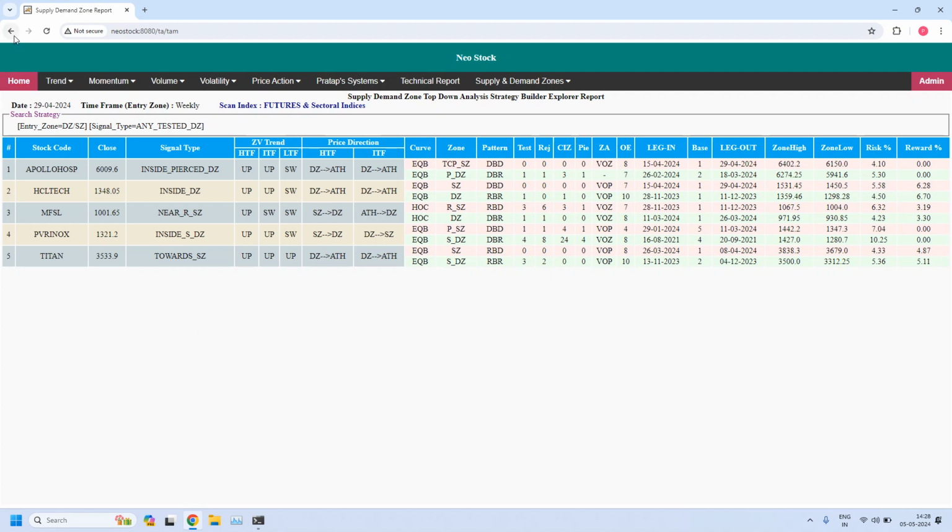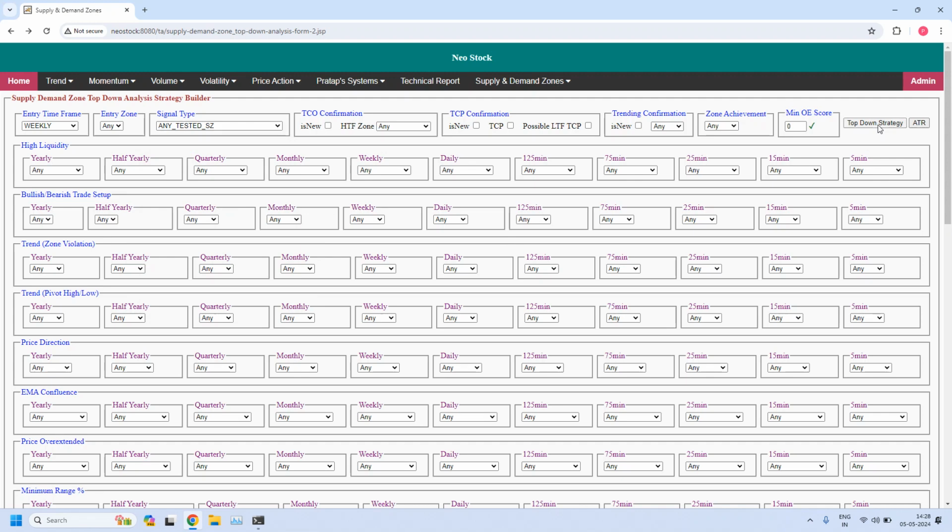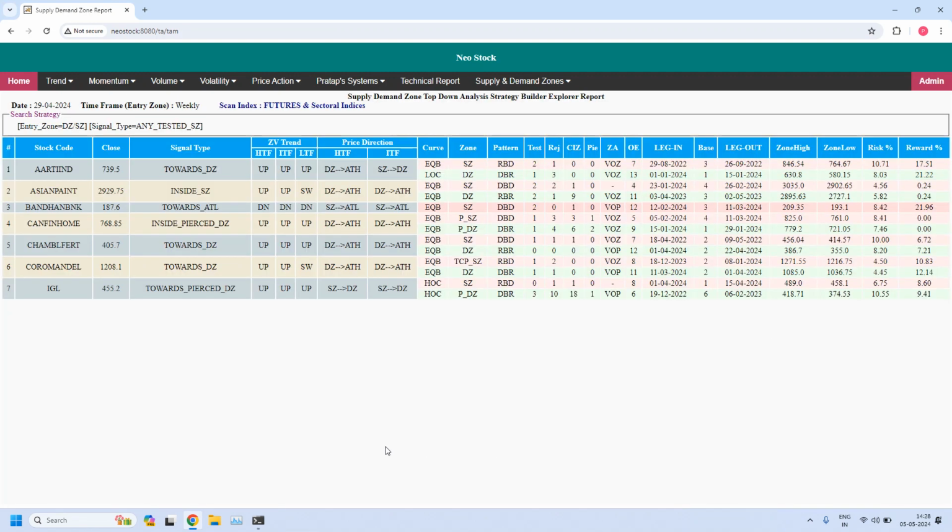So let me go back. For weekly time frame, let us find the stocks having tested supply zones. So 7 stocks are filtered, and these 7 supply zones are tested during this week. So Bandhan Bank is at an all-time low weekly supply zone. It doesn't have a demand zone.